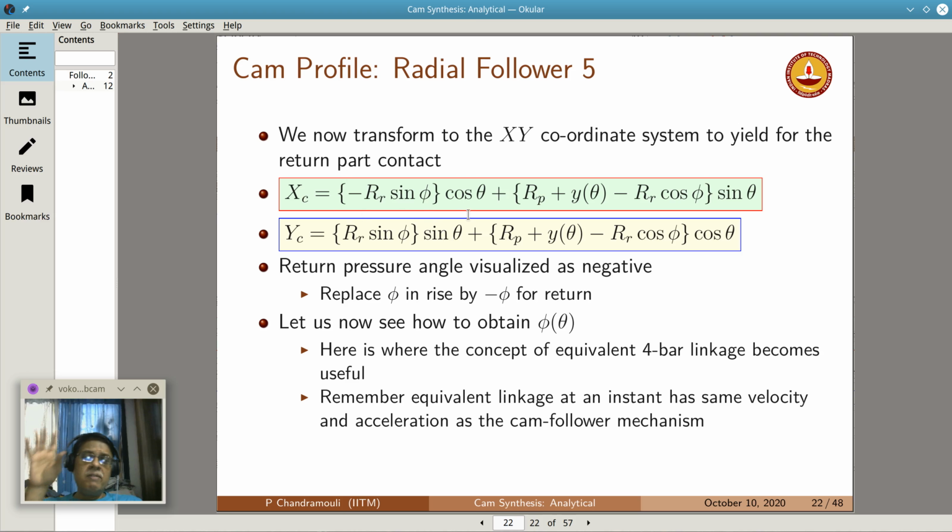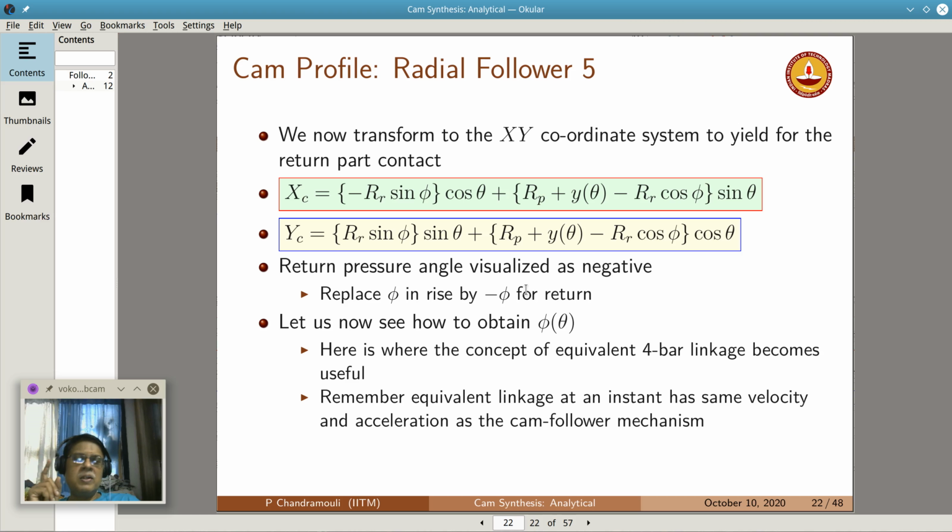So in order to have one single expression, what we do is we simply say that in the return phi is basically minus phi. So that is the way to visualize this. Now how do I obtain this phi of theta? Phi, which is the pressure angle for varying theta.